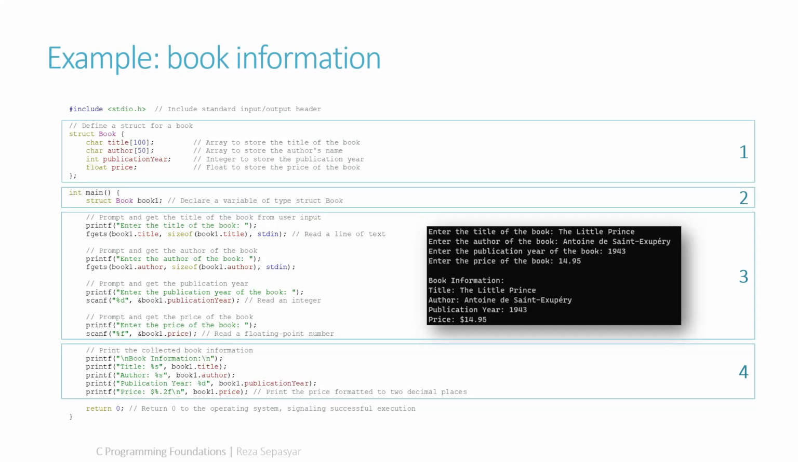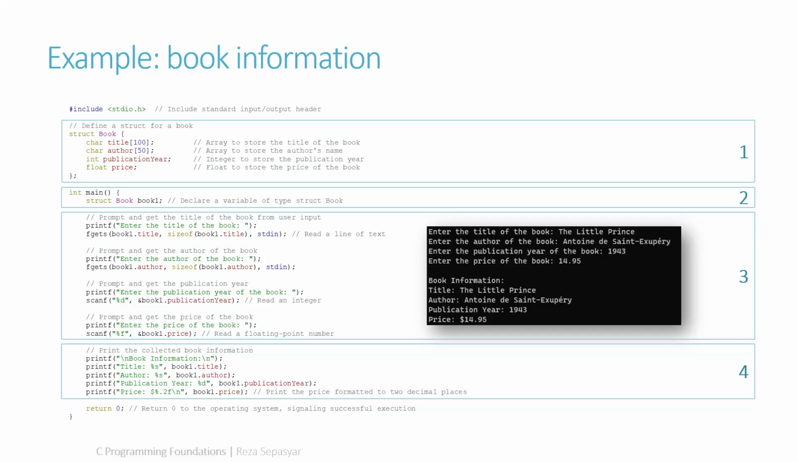2. Then we make a variable. Let's call it book1, and it's going to be of the type book, that struct we just made. 3. Now, we're going to ask the user to tell us about the book. We use fgets to get the book's title and the author's name. It's cool because it can handle spaces, like if the title is more than one word. For the year and price, we just use scanf, which works great for numbers.